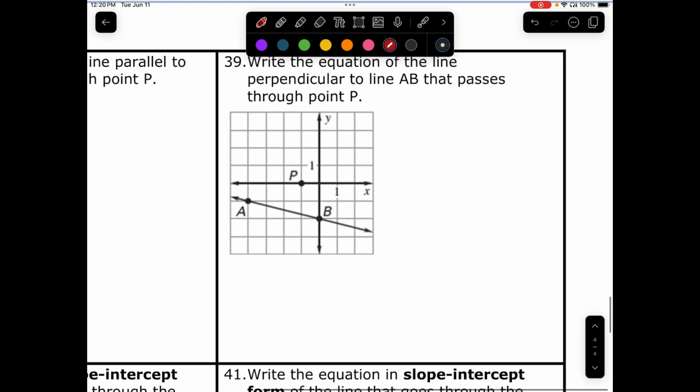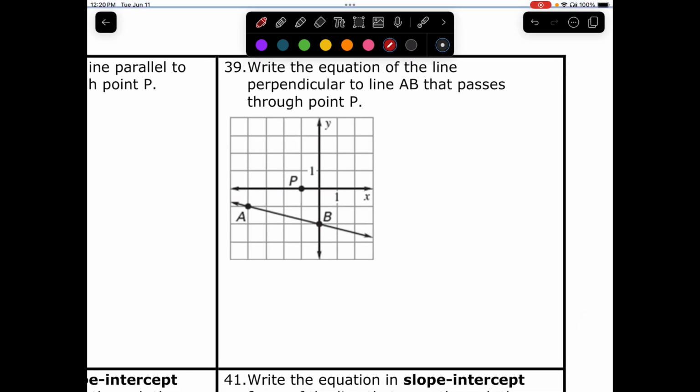Number 39, write the equation of a line perpendicular to line AB that passes through point P. All right, so the coordinates for point P are -1, 0. And the slope of line AB appears to be -1/4, because we went down 1 and to the right 4. So down means negative, right means positive. So that's how I got -1/4.